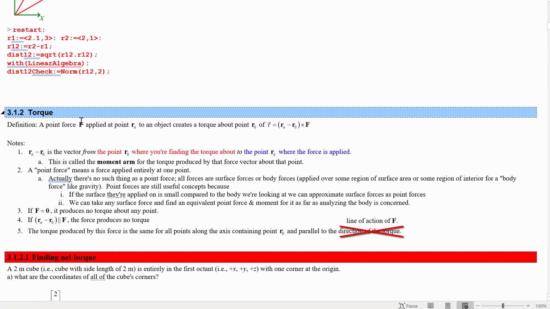Okay, so a point force F applied at a point RA to an object creates a torque about point RO of tau, the vector, equal to the displacement from RA to RO, this thing's called the moment arm, crossed with the force F. So this RA minus RO is the vector from RO, where you're finding the torque, to the point RA where the force is applied, and again is called the moment arm. Okay, let's have a look here.